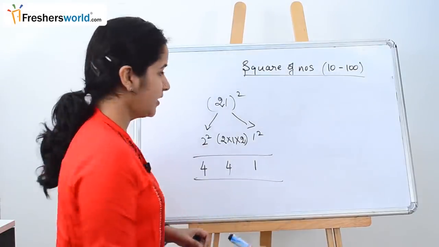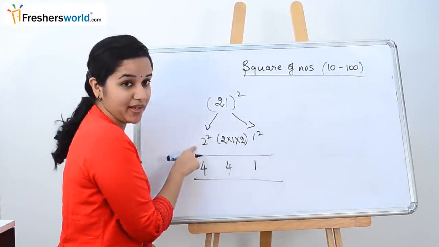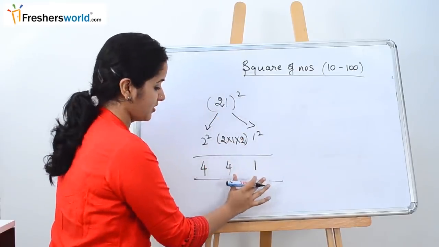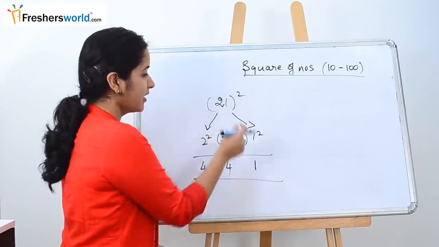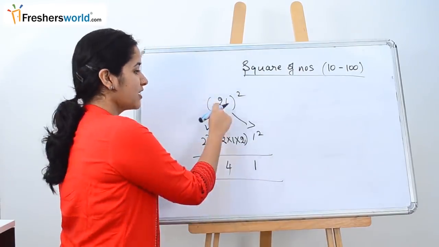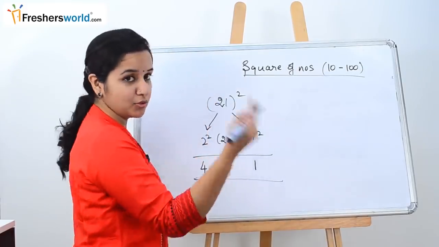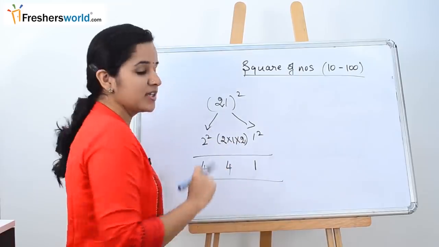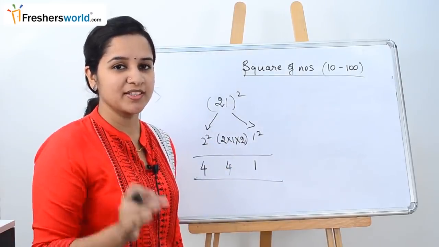So how did we do it? We take the tens digit and square it. Then we take the units digit and square it. Write them in both the corners. For the middle digit, the given digits are multiplied and then multiplied again by 2. So it is 2 into 1 into 2, which is 4. So 441. Let's solve a couple of other sums to understand this much better.